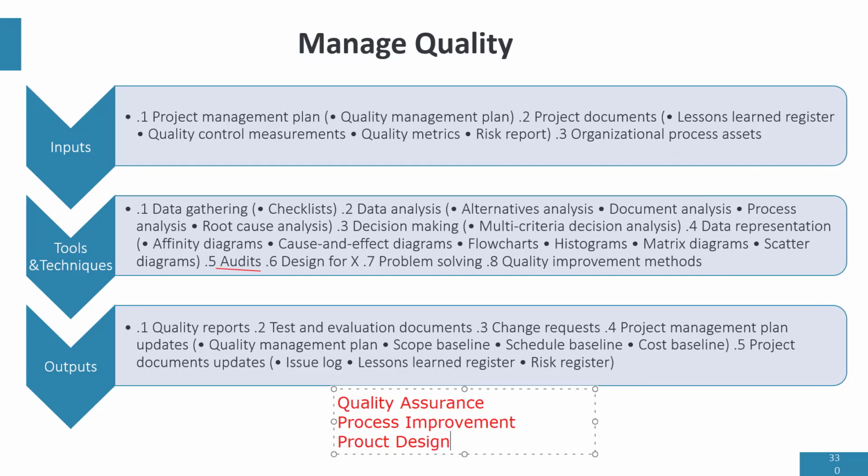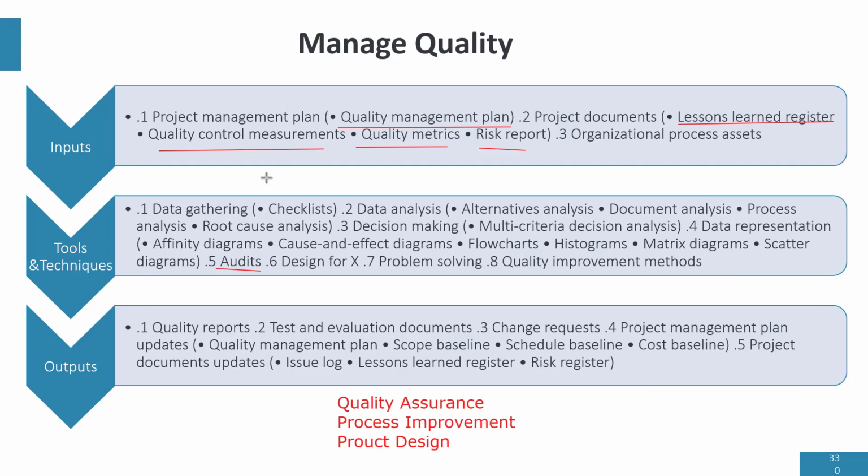So let's look at the input here. Now, the quality management plan is where we have the quality standards for the project. Then lessons learned from past project areas. Quality control measurement is the output of quality control. Then we have the quality metrics, risk, and organization process assets. That means that in managing quality, your quality standards are there, quality metrics are there, and the result of quality control tests.